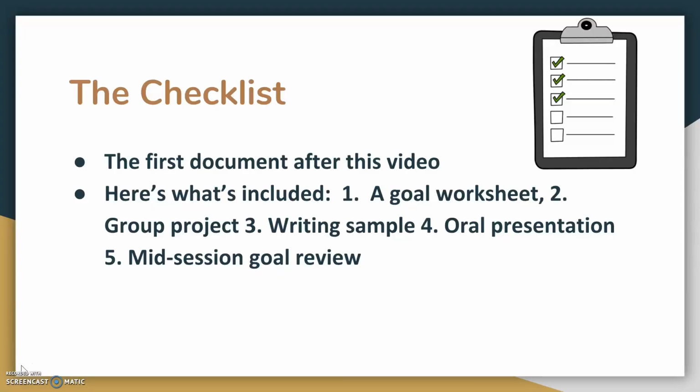I mentioned earlier that Doc 1 was a copy of the checklist that needs to be in every folder. Briefly, here's what's included on that document. A goal sheet, a group project, a writing sample, oral presentation, and the ever-popular mid-session review of goals. You'll also have places for comments on the group project and the oral presentation. It is acceptable for you to keep more than one sample of any of these things in the folder. For example, I've always liked keeping a beginning writing sample and one from later on in the term so that the students can see their progress.